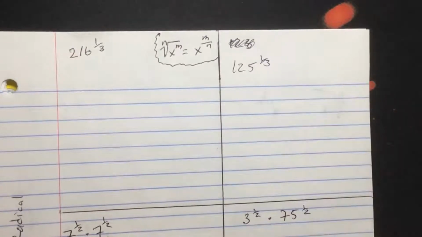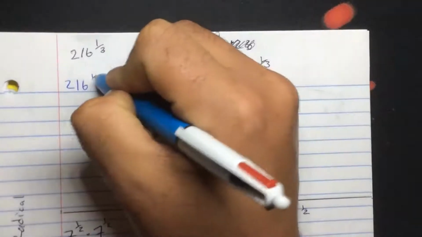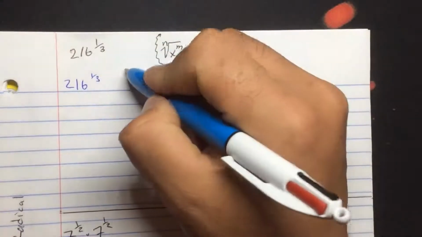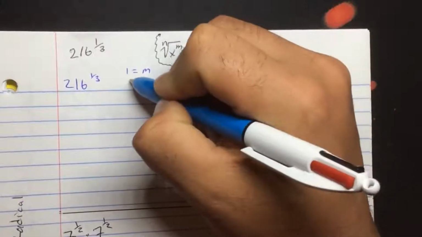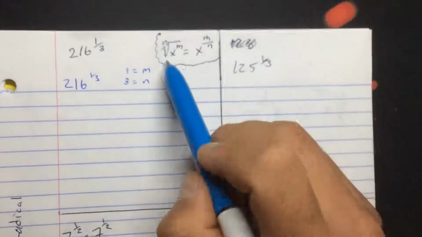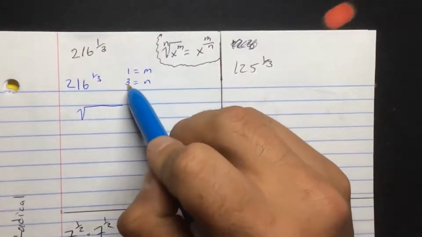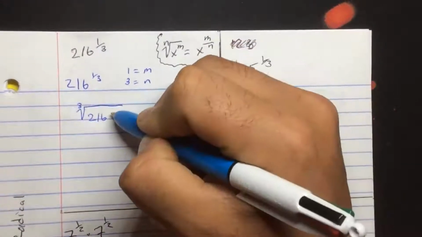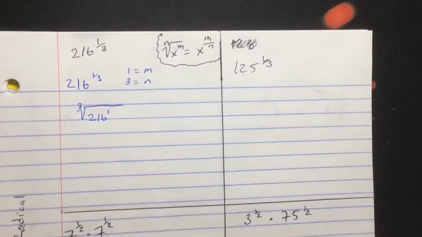Let me change my color to blue. This is 216 to the 1/3 power. If we follow the equation we have here, our 1 is going to equal our m, and our 3 is going to equal our n. We just follow this format. We have the nth root, which for this one is 3. So it's the cube root of 216 to the 1st power for the m. Now all we have to do is find the cube root of this.